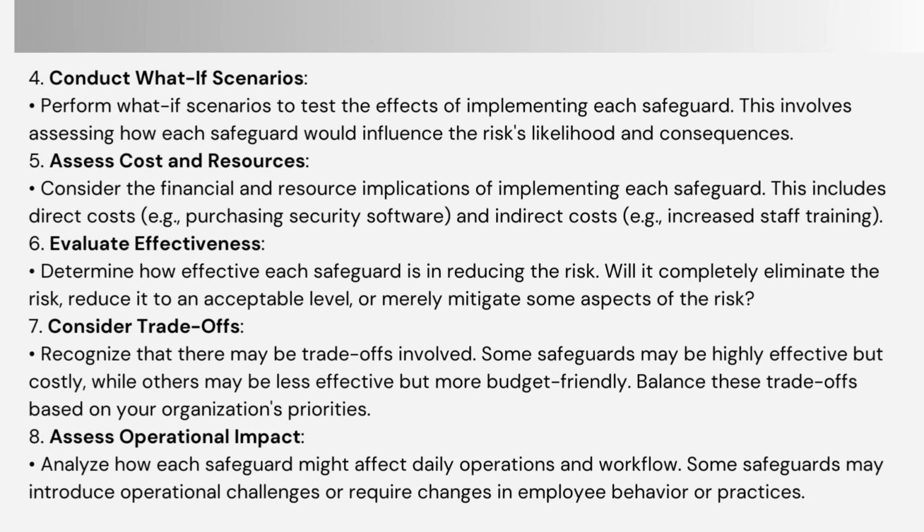Then you consider trade-offs. Recognize that there may be trade-offs involved. Some safeguards may be highly effective but costly, while others may be less effective but more budget-friendly. Balance these trade-offs based on your organization's priorities. Assess operational impact after that. Analyze how each safeguard might affect daily operations and workflow. Some safeguards may introduce operational challenges or require changes in employee behavior or practices.